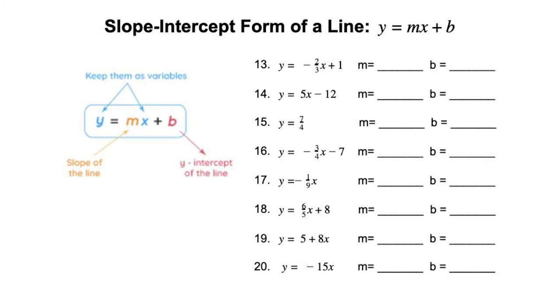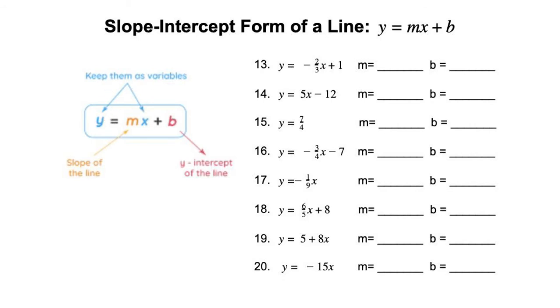The bottom half of your page is the same as the top half, except instead of saying slope and y-intercept, we say m and b. And those are the variables that represent those concepts. The slope of a line we've talked about before is represented by the variable m. The y-intercept of a line is represented by the variable b. The x and y stay as variables in the equation.